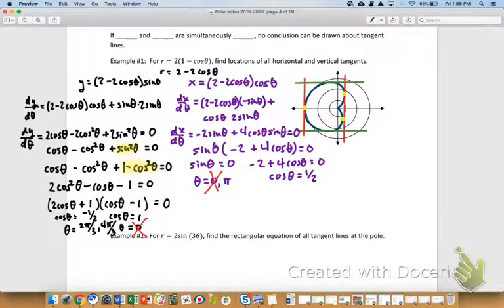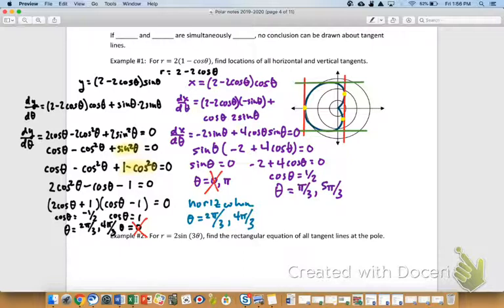So I think we can X that one out and say that's probably going to be that sharp point that we can see on the cardioid. We can confirm that here in a second. And then what about when cosine theta equals 1/2? The result would be theta equals pi over 3, and 5 pi over 3 also makes sense. Okay, so we could now do a quick conclusion and say that we have horizontal tangents when theta equals 2 pi over 3 and 4 pi over 3.